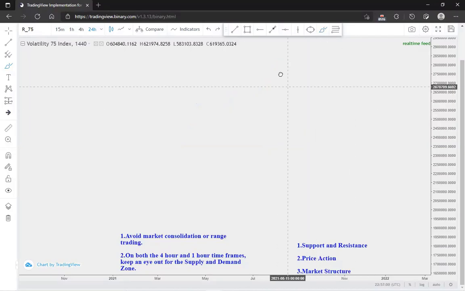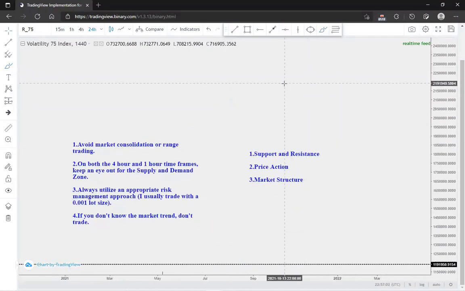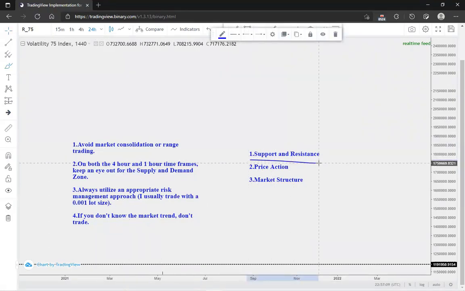Okay, and one thing I also look at anytime I want to enter into the volatility market is my support and resistance. I like to draw my support and resistance, but I do this with my line chart. This is the line chart here. So the line chart helps me to do what? Clear out noise in the market. So that is how I look at my support and resistance zone.